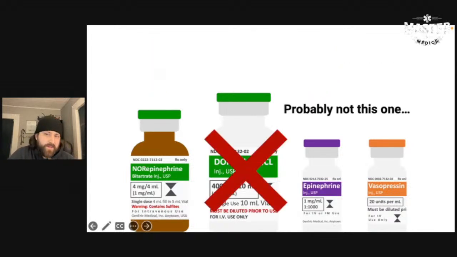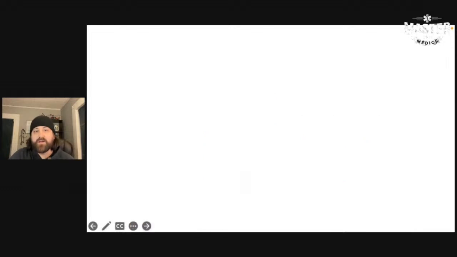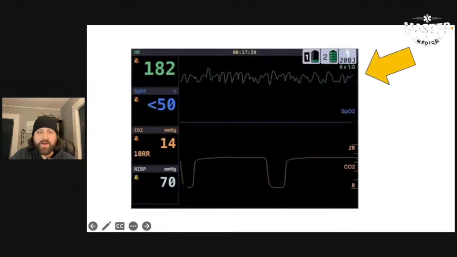Generally, I would want to avoid dopamine due to the higher risk of tachyarrhythmia, especially the fact that they already had an arrhythmia during their arrest. We don't want to upset an already angry heart. So now we're working on some preload, working on some afterload, and a little bit of contractility. What else can we be thinking about here?